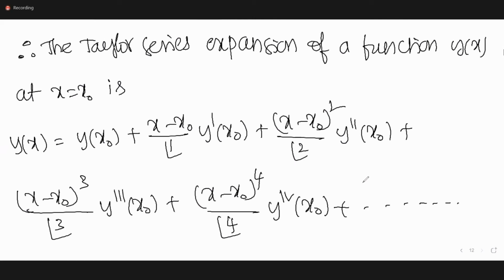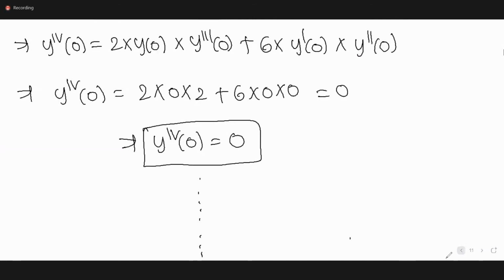Sir, can you go to the previous page once, sir? Just a minute. Okay, sir. This one? Yes, sir. Thank you, sir. Okay. Put x equal to x naught. X naught value is 0. Put x naught is equal to 0.